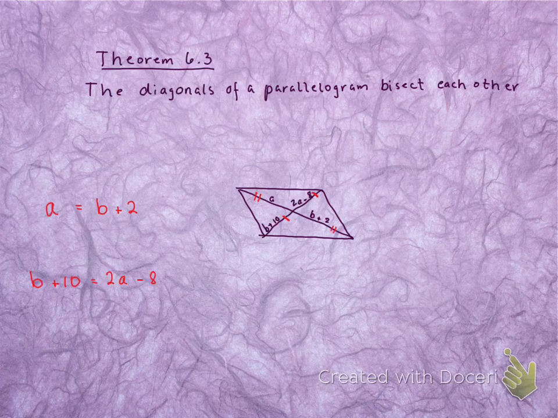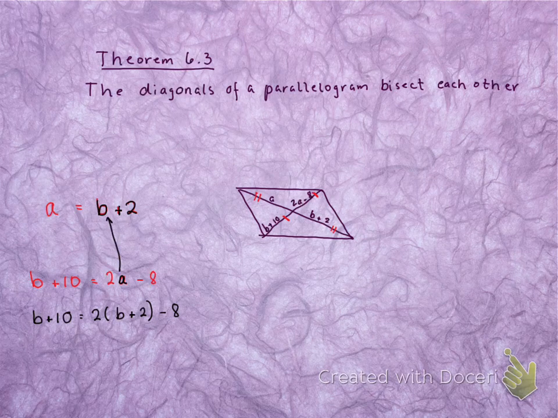Because I have two variables, A and B, I need two equations in order to find the values of both variables. So I'm going to use the fact that A is equal to B plus 2 in the first equation, and then in the second equation, I'm going to replace A with B plus 2. So I would get B plus 10 on the left, that doesn't change, is equal to 2 times what A is equal to.